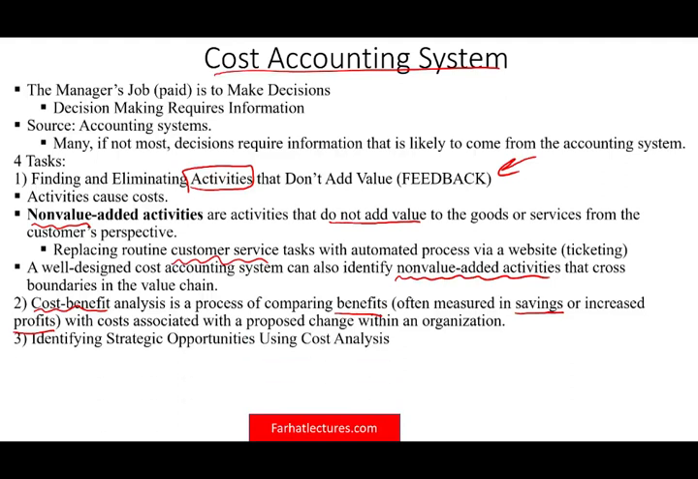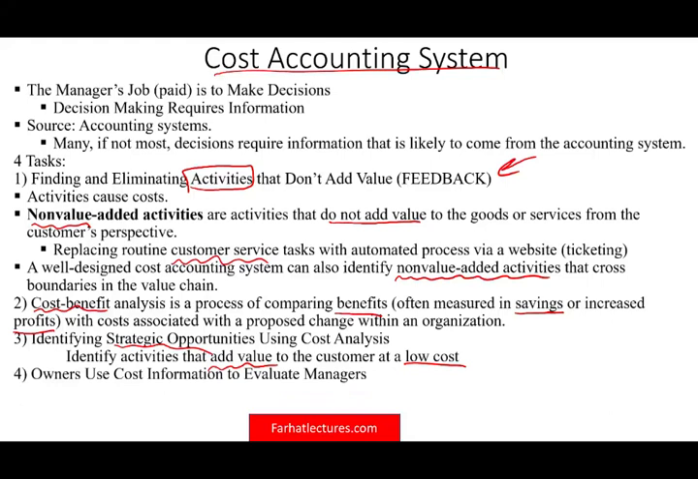Three, identify strategic opportunities using cost analysis. Simply put, does it tell us if there is any place where we can add value to a customer at a low cost? Okay, for example, we might add a delivery route. Well, do we have enough information in our system that's going to allow us to determine the cost and the benefit of that new added value feature to that delivery route? So this is what we mean by identifying strategic opportunities.